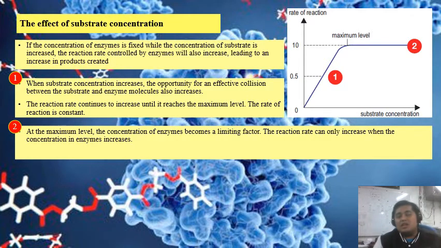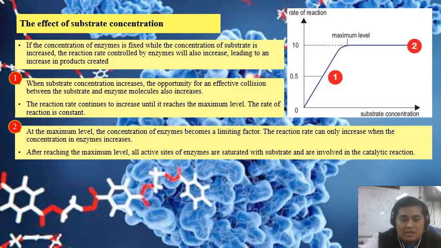So ingat, bila kita tingkatkan kita punya substrate punya concentration, enzim kita masih lagi pada kadar yang sama. So apa yang menjadi? Substrate banyak, tapi enzim sikit. So dia punya tu akan jadi constant je. Because the rate of reaction can only increase when the concentration of enzyme also increases. So bila kita dah naikkan kita punya kadar substrate kita kena naikkan juga kita punya enzyme concentration.